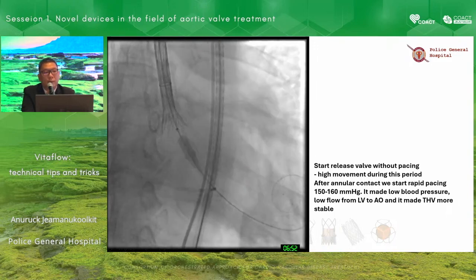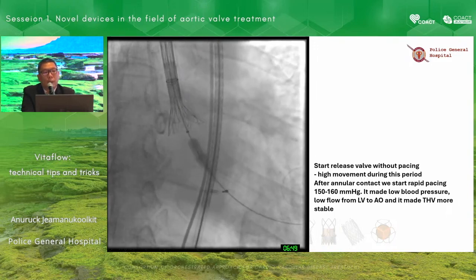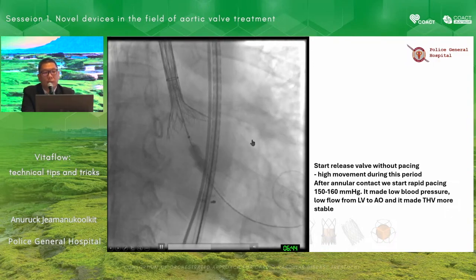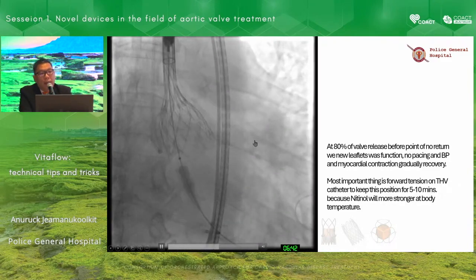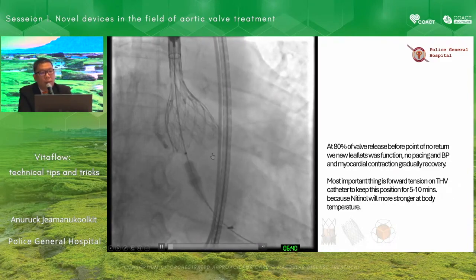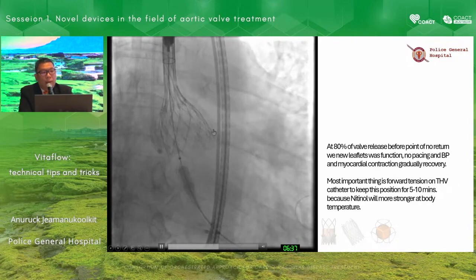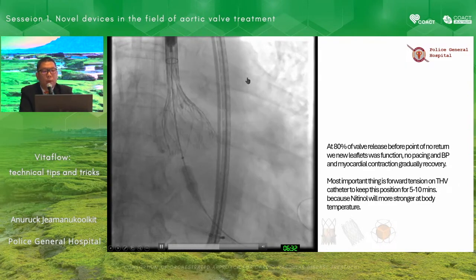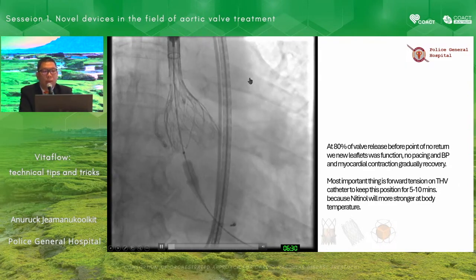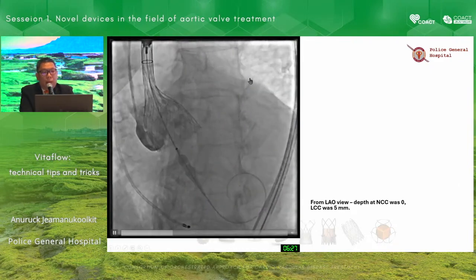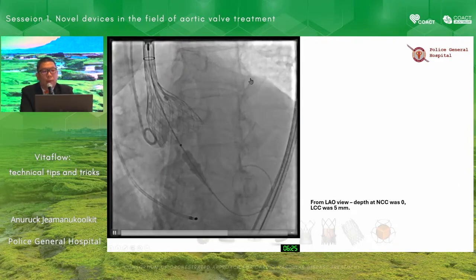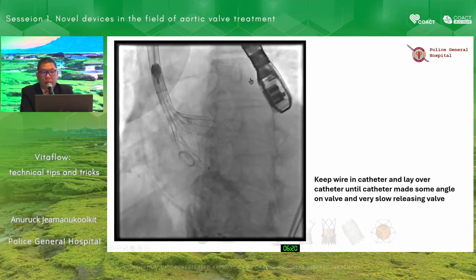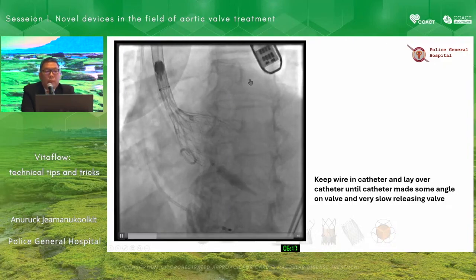It's quite stable. And with the nearly annular contact, we do the control pacing to make the valve more stable. After that, I go to the LAO view and adjust the parallax of the valve and keep the tension on the catheter for a while to make the self-expandable frame stronger when it stays in the body. And check the position of the valve and release the valve with the layover technique, as Dr. Grada mentioned for the Evolut.